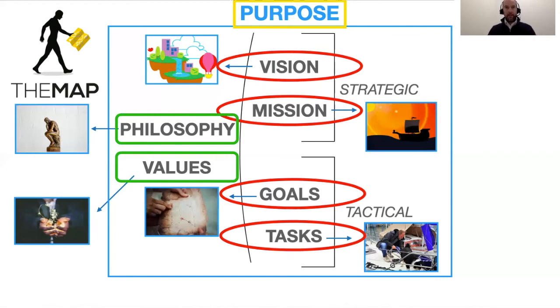It's more like, my purpose is to see this change in the world. The vehicle, the journey I'm on, the vehicle I'm using to achieve that is this. These are the goals I'm working towards. These are the tasks. These are the values, the things that I stand for. And this is my philosophy and attitude. So that is the purpose design concept.